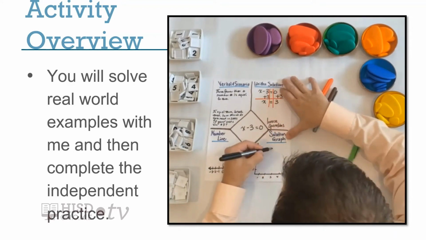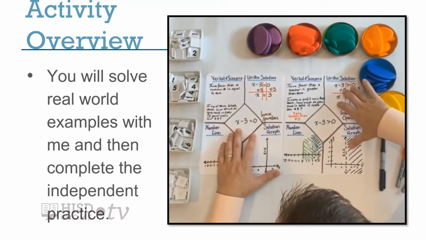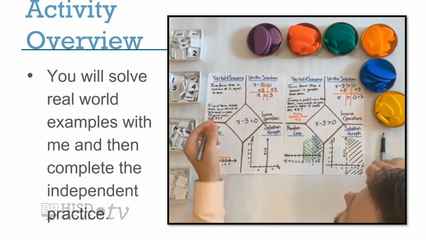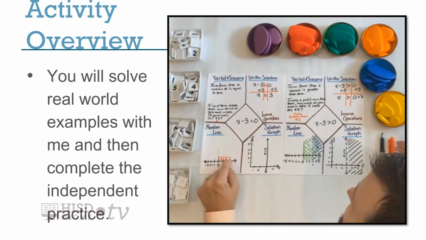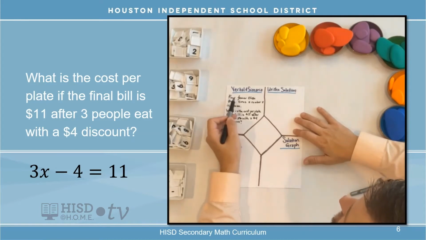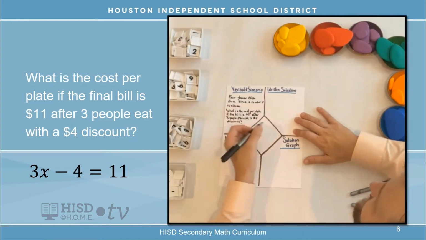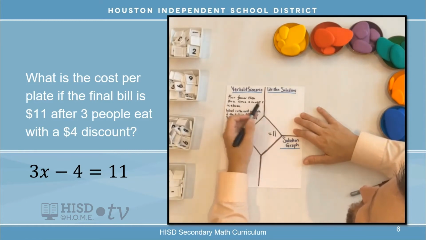Now that we have our solution graphed, let's compare that against an inequality. X minus 3 is greater than 0. Notice the difference between the graphs. So what's this all about anyway? Equations and inequalities. Well, let's go step by step through an equation.